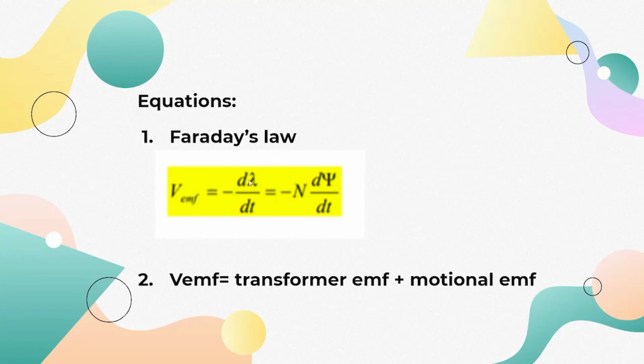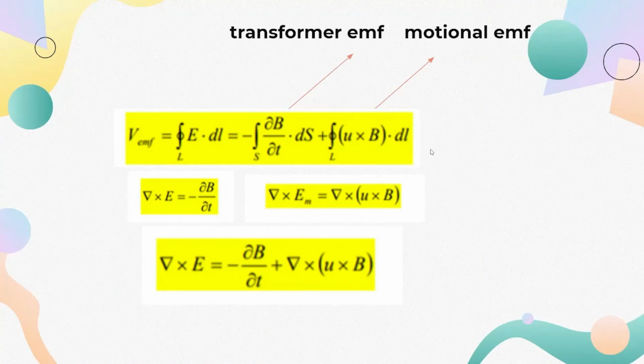The lambda is the flux linkage, and also the time. So this is the same equation as this. And also we have the second equation. V EMF is equal to the transformer EMF summed with the motional EMF. So this is the equation 2. V EMF is equal to the formula for the transformer EMF plus the motional EMF. These two equations, I think my teammates already mentioned before.